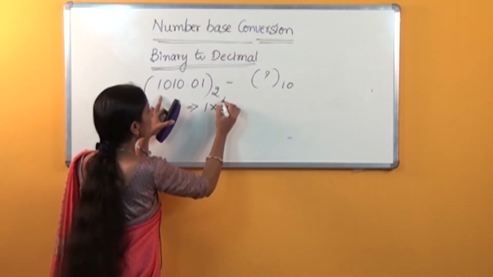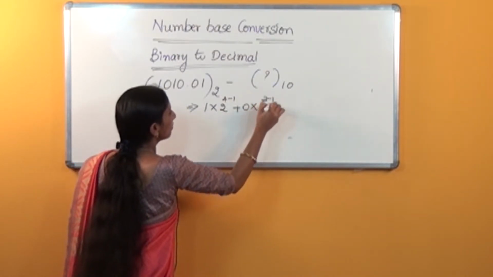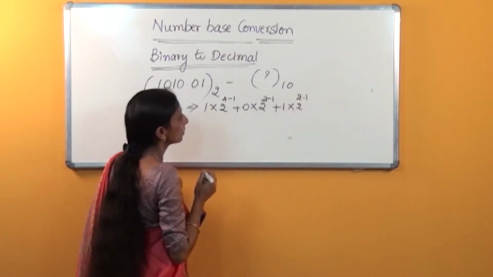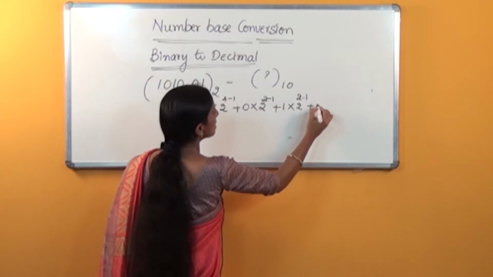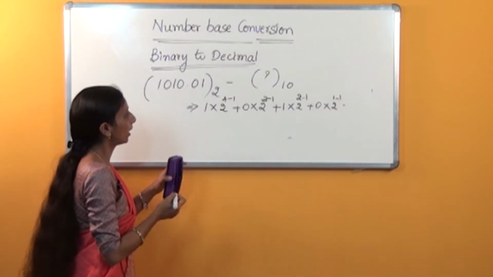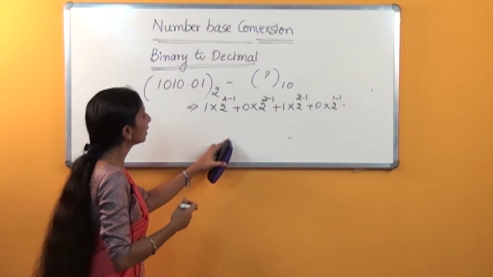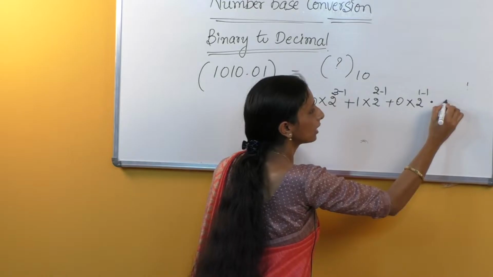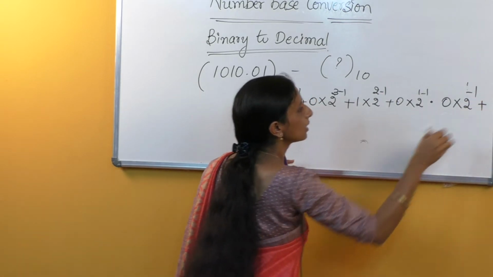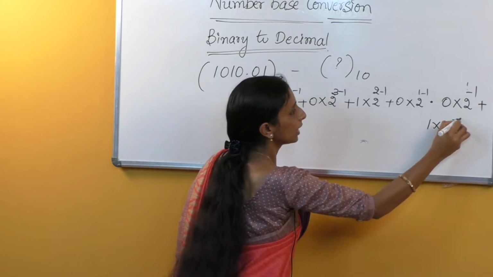This is in the fourth position minus 1, plus 0 into 2 to the power 3 minus 1, plus 1 into 2 to the power 2 minus 1, then plus 0 into 2 to the power 1 minus 1. Next, after the decimal point, the powers will be negative numbers. So here it will be 0 into 2 to the power minus 1, plus the next one is 1 into 2 to the power minus 2.